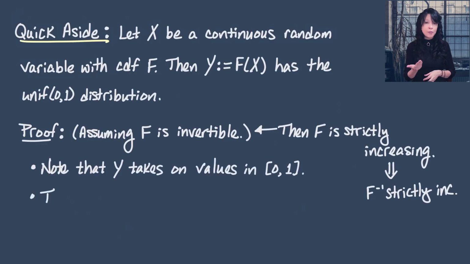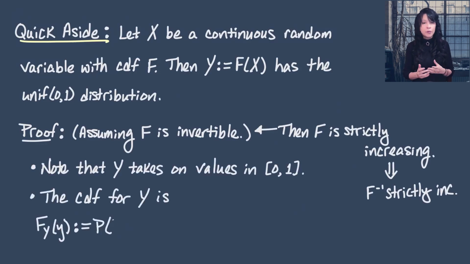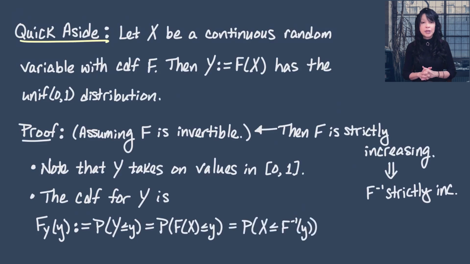I'm going to call this capital F sub Y of y. By definition, this is the probability that capital Y is less than or equal to little y. All I know about capital Y is that it's capital F of capital X. So I'm going to plug that in. And because I know that X behaves according to this CDF, I want to isolate that X. So I'm going to take F inverse on both sides here.